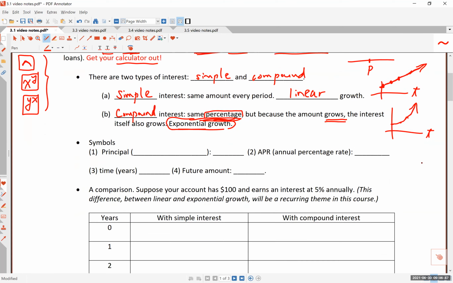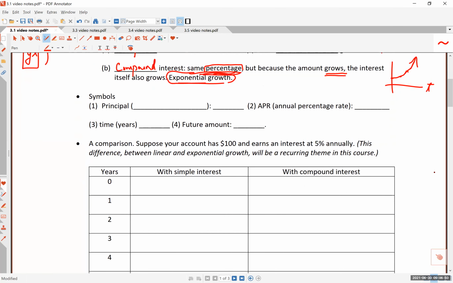All right, we need some symbols because we'll come up with some formulas, pretty much two basic formulas. The second one is what you really need to know to do most of your problems on homework as well as on your exam. So what's the first symbol? Principal. The principal is how much you're going to put down, that one-time deposit I was talking about.